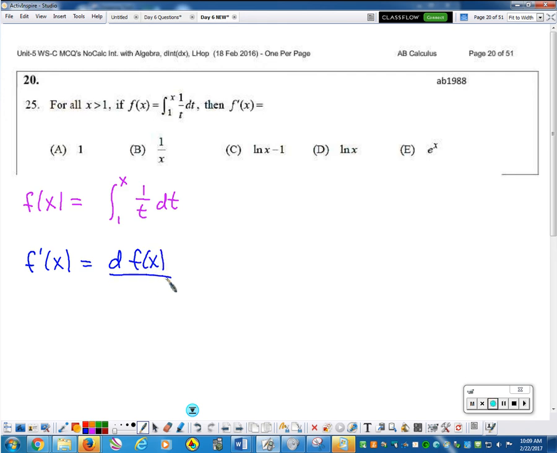F prime of x is the same thing as the derivative of f. That's not new. Okay, down here it's important. Do I put dx or dt? Dx. Because we're taking the derivative of f, and the input variable for f is an x. So this is dx. You don't look at the t here. We're taking the derivative of f, the input variable for f is x, so this must be dx.